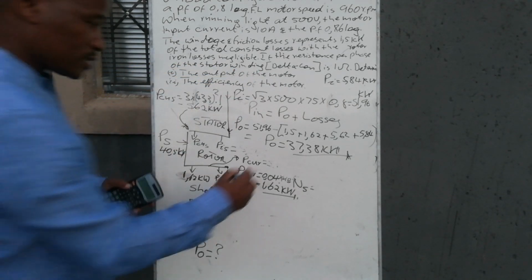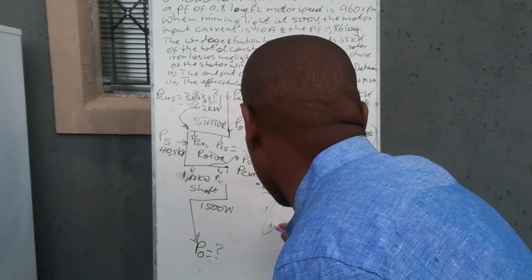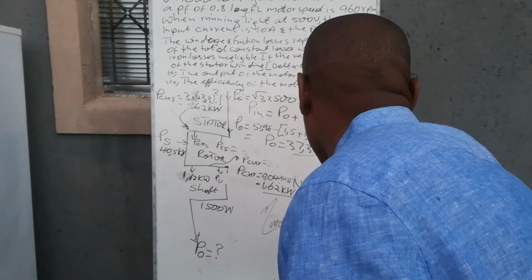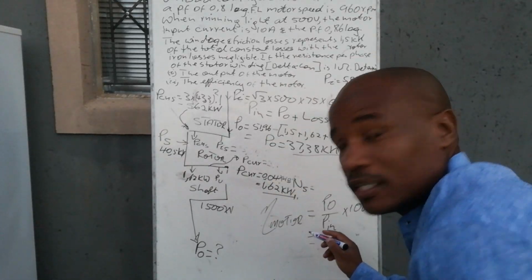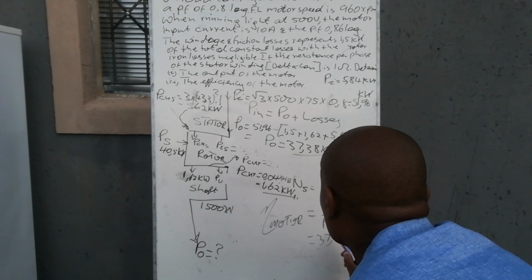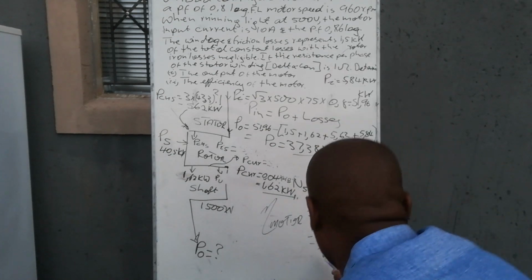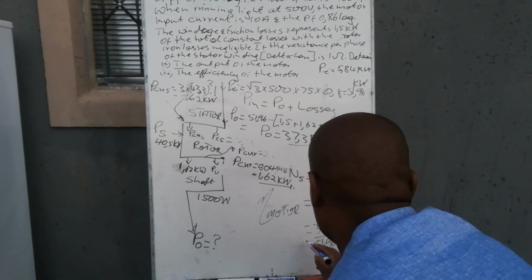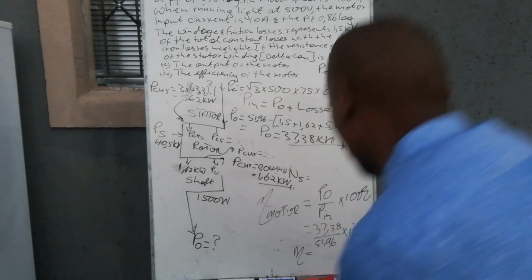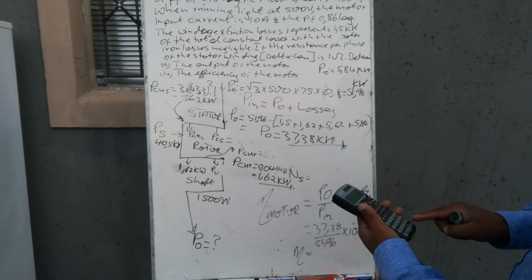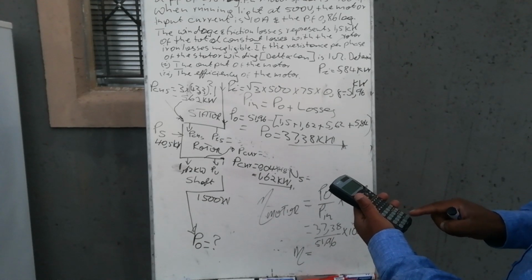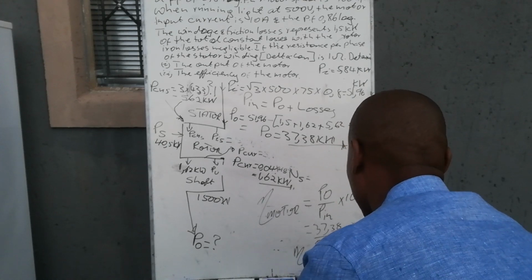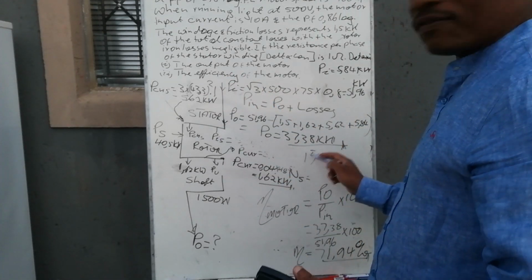But now what is the efficiency? That should now be straightforward. The efficiency of the motor is equal to the output over input multiplied by 100%. This is 37.38 over the input of 51.96, multiplied by 100%. It's 71.94%. You have answered those questions and you've got those 15 marks.